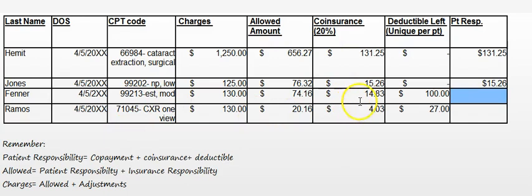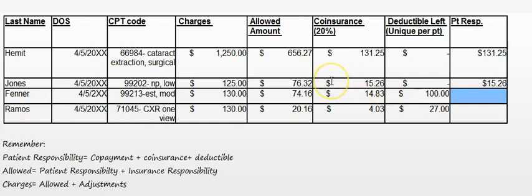All right, our next patient is where it gets a little bit more interesting. So we have an allowed amount of $74.16, of which coinsurance would be $14.83. However, this patient has a $100 deductible left. So before the insurance will start paying for anything, this patient actually has to meet the entire deductible.